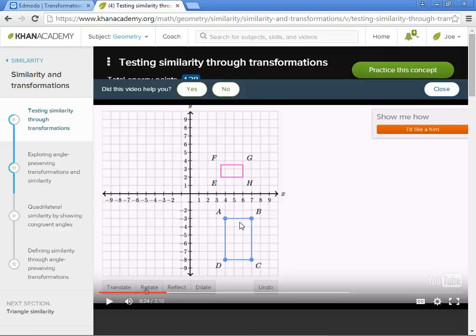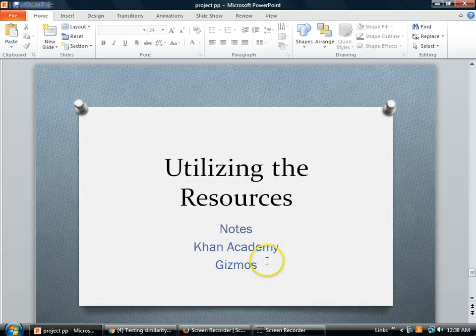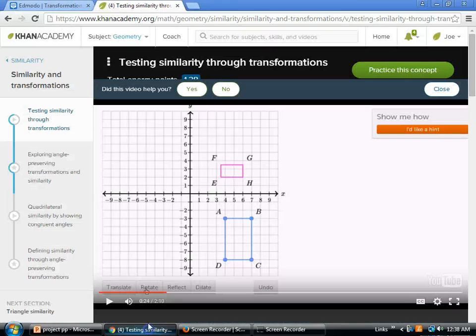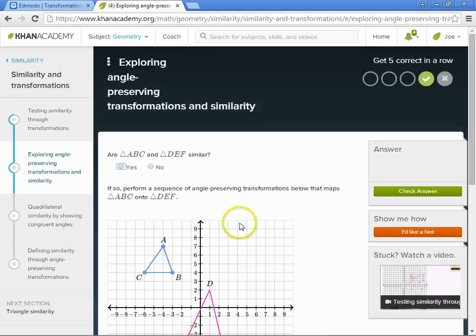But we'll start this thing by asking ourselves which points correspond with which points, and trying to go through a series of transformations to see if we can, in fact, show that they're similar. And then finally, the gizmo, which is listed right below the quiz. And we're back here at the gizmo for exploring angle preserving transformations and similarity.